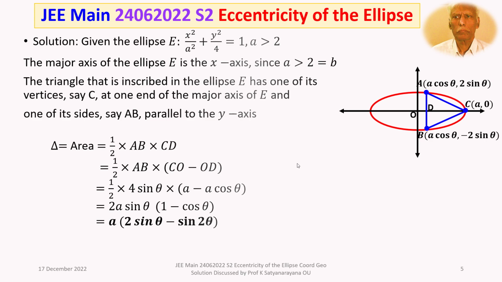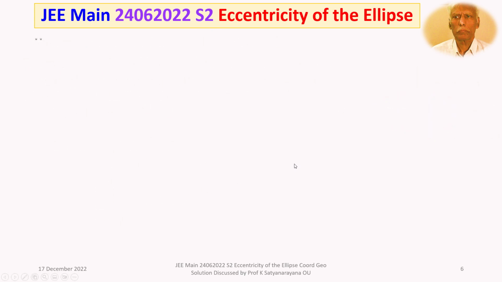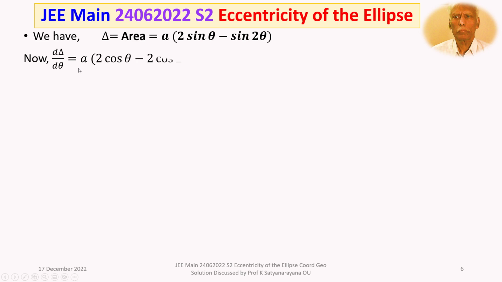And we continue in the next slide. So we have that area we have already calculated. Now to talk about the maximum area, we have to take the first derivative of delta with respect to theta, equate it to 0, get the values of theta, and use the second derivative test.